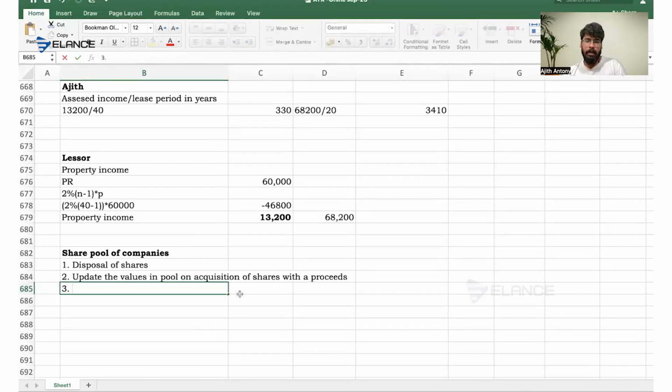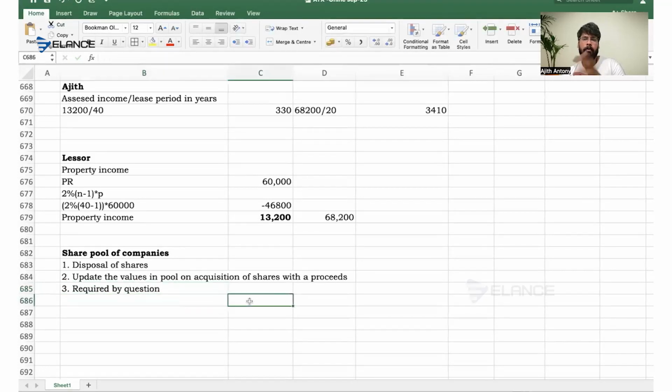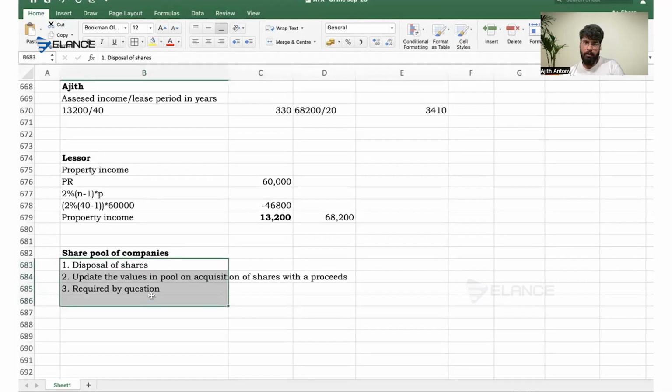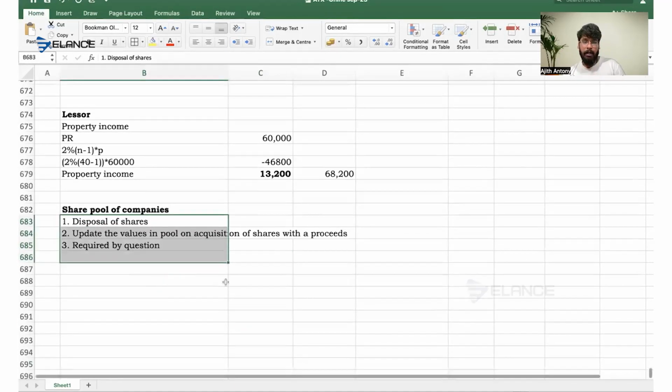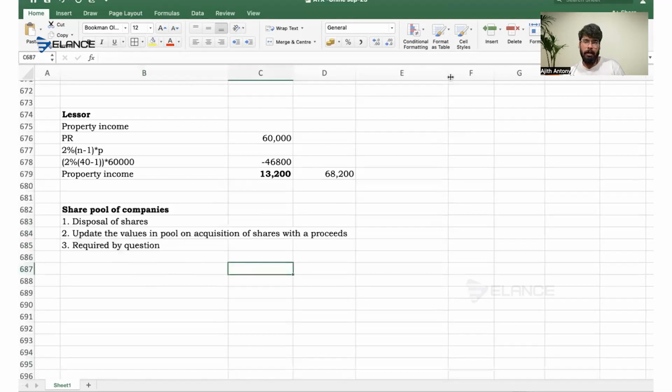ഇനി മൂന്നാമത്, റിക്വയർഡ് ബൈ ക്വസ്റ്റ്യൻ. ചിലപ്പോൾ ക്വസ്റ്റ്യനിൽ നമ്മളോട് പറയും ഒരു പർട്ടിക്കുലർ ഡേറ്റിലേക്കുള്ള ഷെയർ പൂൾ പ്രിപ്പയർ ചെയ്യാൻ. അപ്പോൾ ആ ഡേറ്റിലേക്കുള്ള ഷെയർ പൂൾ നമ്മൾ പ്രിപ്പയർ ചെയ്യുന്നു. ഇതാണ് കമ്പനീസിന്റെ ഷെയർ പൂൾ പ്രിപ്പയർ ചെയ്യേണ്ട 3 സിറ്റുവേഷൻസ്. അപ്പൊ ഈ ഷെയർ പൂളിൽ 3 കാര്യങ്ങളാണ് നമ്മൾ ട്രാക്ക് ചെയ്യുന്നത്.